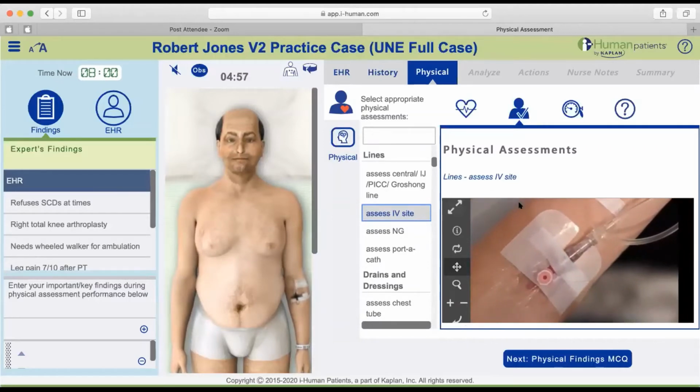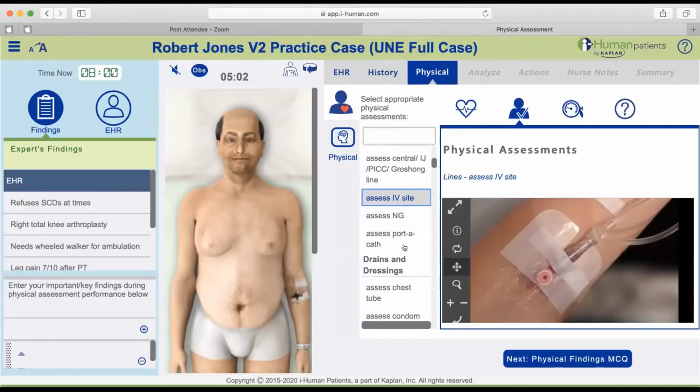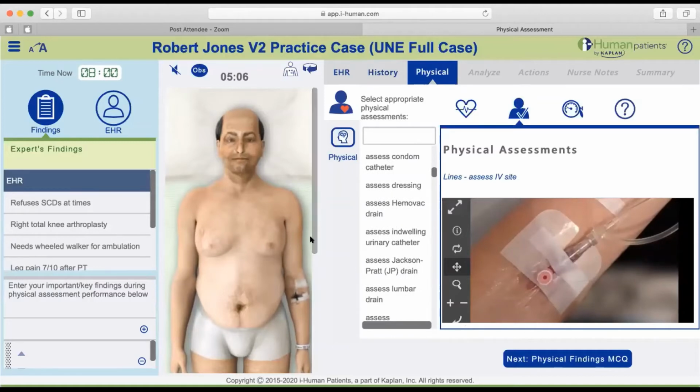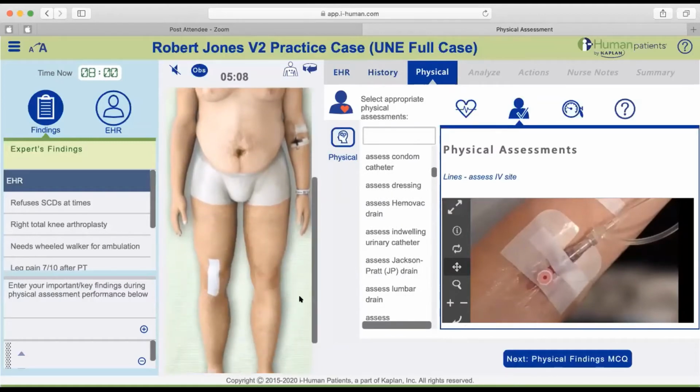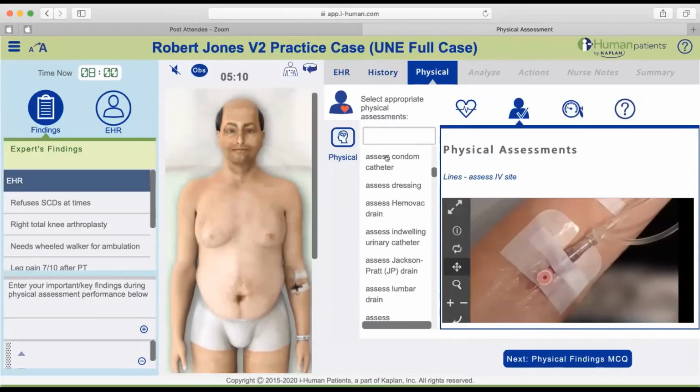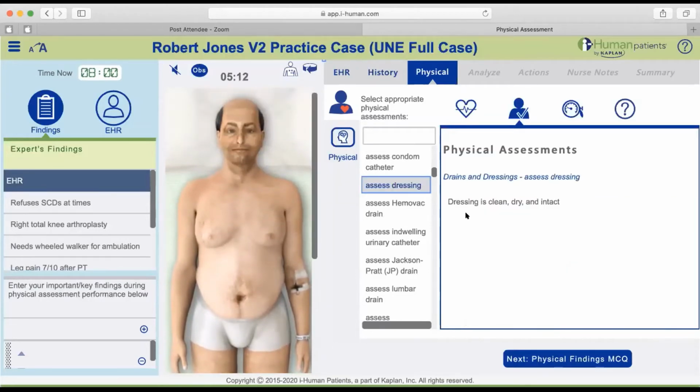And so this reflects what a student might see in an actual physical finding. Further down, if we look at dressings, he has a dressing on his right knee following surgery. And for this assessment finding, it's written feedback. So your students will see both.